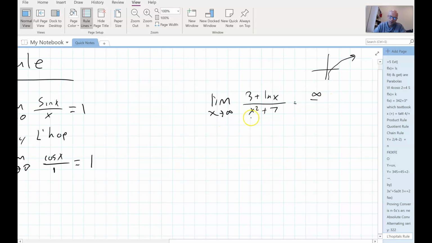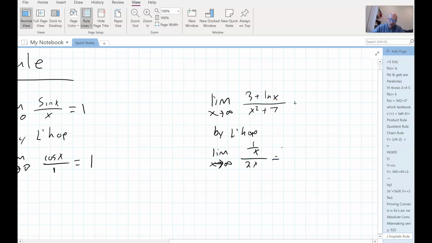And as we plug in bigger and bigger values for x, x squared becomes infinitely large. So we end up with the indeterminate form of infinity divided by infinity. So we can use L'Hôpital's rule. So by L'Hôpital, we know that that is equal to the derivative of this, which would be: the derivative of 3 is 0, the derivative of ln x is 1 over x, the derivative of x squared is 2x, and the derivative of 7 is 0. So we end up with 1 over x over 2x.